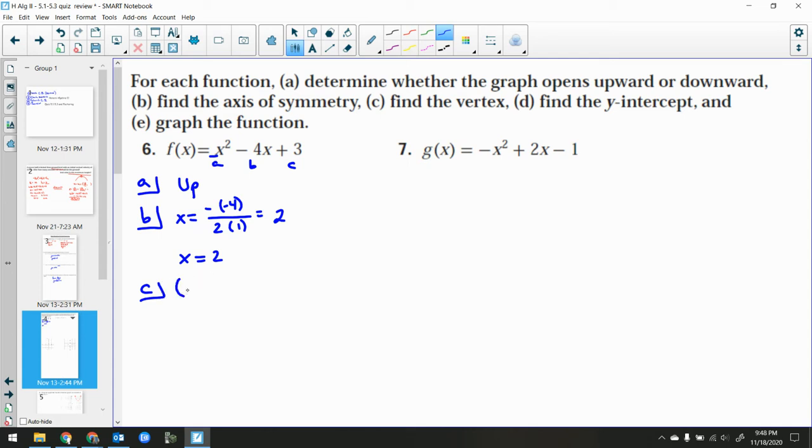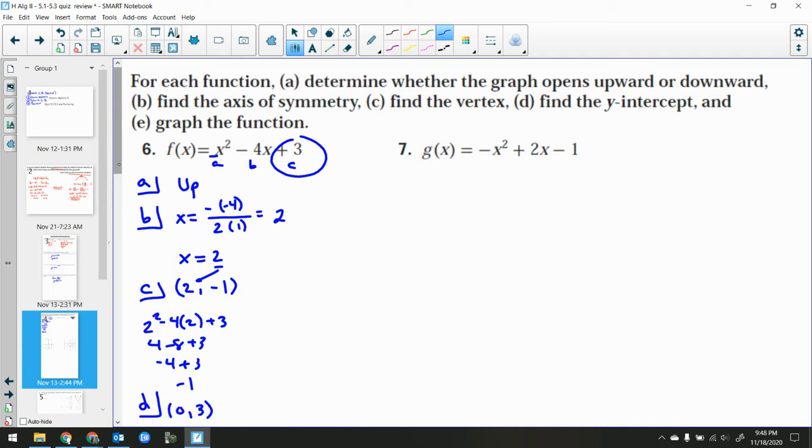The vertex is 2 comma something. We get that 2 straight from here. And now we run that 2 through the equation. 2 squared minus 4 times 2 plus 3. Okay, that gives me 4 minus 8 plus 3. So negative 4 plus 3 is a negative 1. 2 comma negative 1. That's my vertex. Part D here, easiest part. The y-intercept is just my c value. So 0 comma 3.